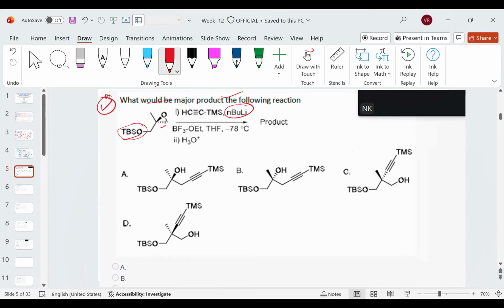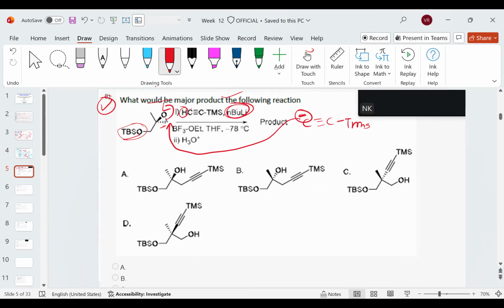If you look here, it has some acidic proton. In the presence of butyl lithium, which is a base, it will act as C triple bond C TMS, the C negative, in the presence of the base, that is butyl lithium. So this is the nucleophile we have. If you look at how the nucleophile attacks, you can clearly see here, this negatively charged carbon attacks on this position, so it will go up. This is the product we get.